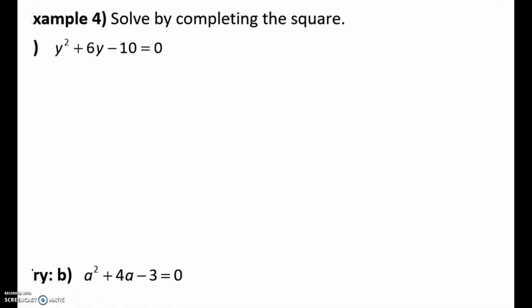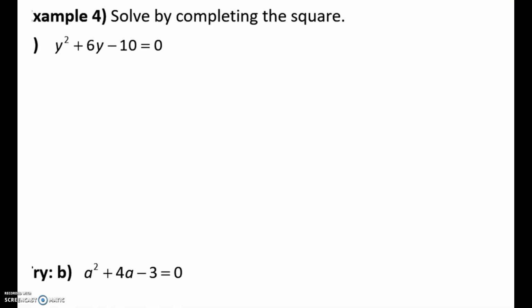So let's do an example. My first step is always to get all of the variables on one side and my constant terms on the other. So this is y squared plus 6y equals, added over here, 10. I've left some room because we're going to have our plus blank here, and below it, and we're going to have to add it to the other side as well, plus blank to balance the equation.